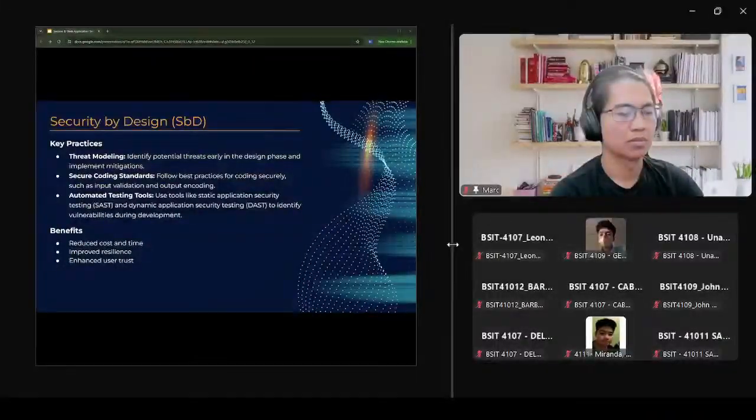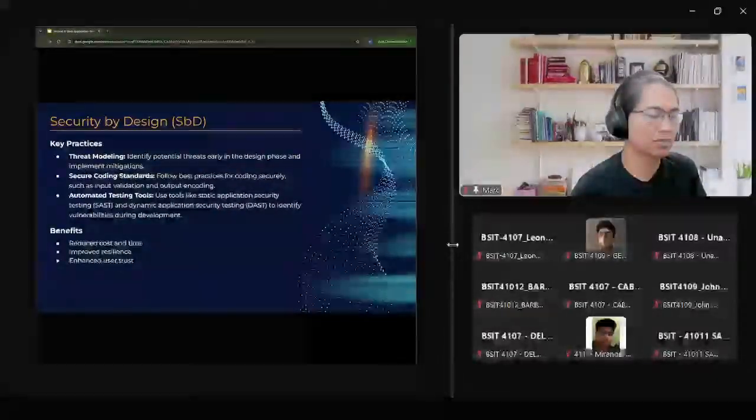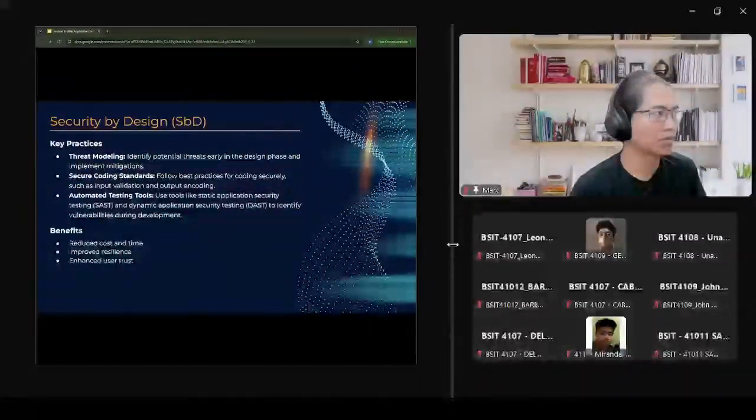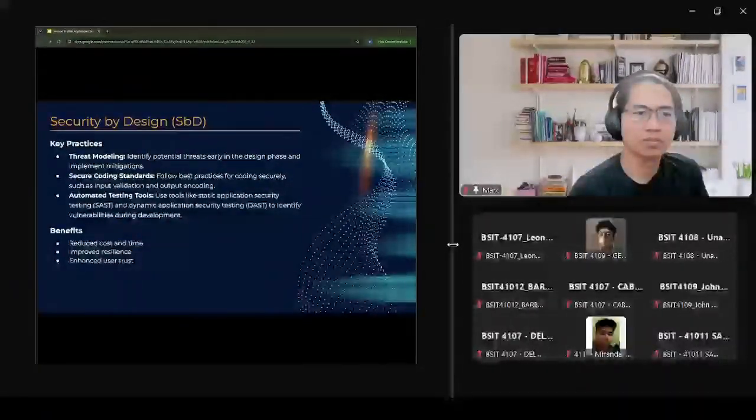Last is security testing frameworks. Security testing frameworks like the OWASP ASVS, or Application Security Verification Standard, provide a structured approach to security testing, ensuring no stone is left unturned.